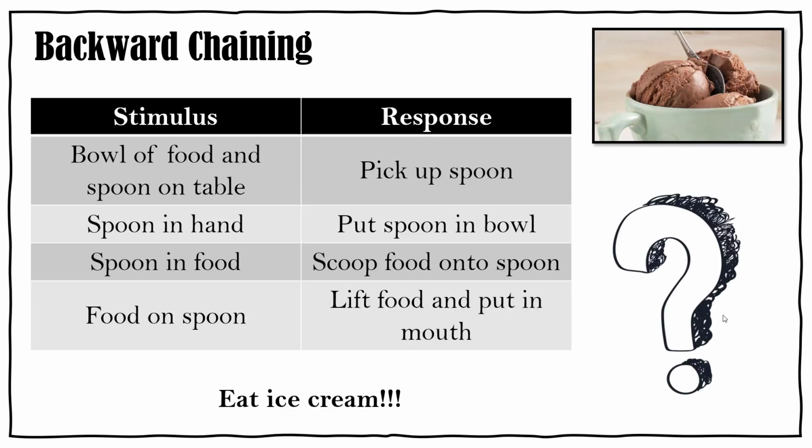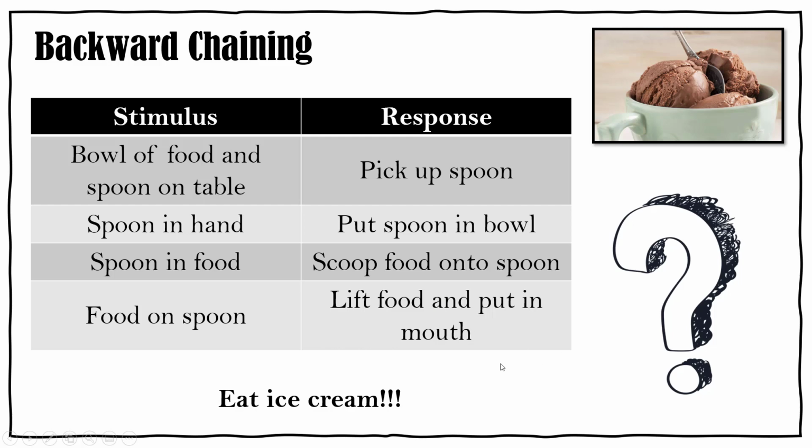And so let's go back to our ice cream. We broke it down into fewer steps here. So you've got the bowl of food and spoon on the table. You pick up the spoon. The spoon's in your hand. You put the spoon in the bowl. The spoon is in the food. So you scoop the food onto the spoon. The food is on the spoon now. You lift the food and put it in your mouth.